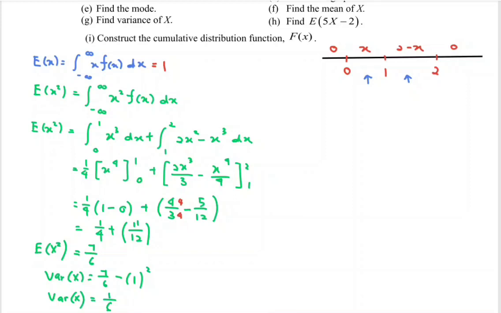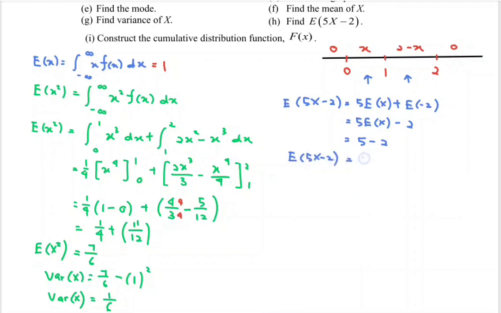Next, refer to H. We have E[5X − 2]. Kindly refer to the properties: we have 5E[X] + E[−2]. So we have 5 multiplied with E[X], minus 2. Kindly substitute E[X], where we have 1. So 5 minus 2. E[5X − 2] is 3.